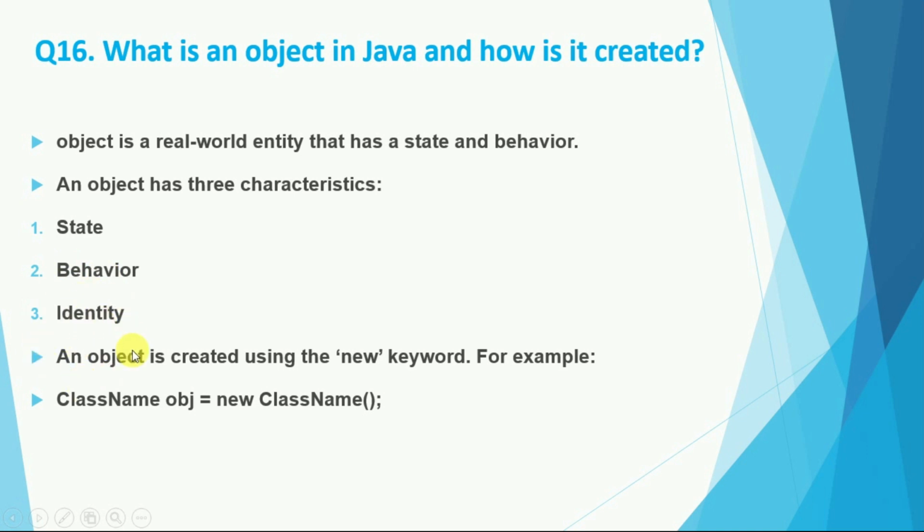If we want to create an object, we can use the new keyword. For example, this particular class name and particular object variable, and this new keyword for object initialization and creation of the object, and this class constructor.